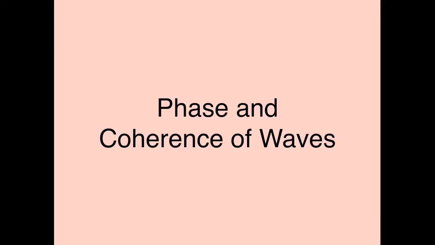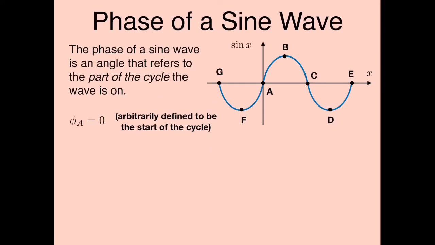So as we dive deeper into the wave model of light, we're going to need to be familiar with some concepts and terminology. In particular, I want to define what's called phase and coherence of waves in this section. So we'll start with phase. What does it mean when we refer to the phase of a wave? Well, the phase of a sine wave is an angle, and that angle tells you what part of the cycle that the wave is on.